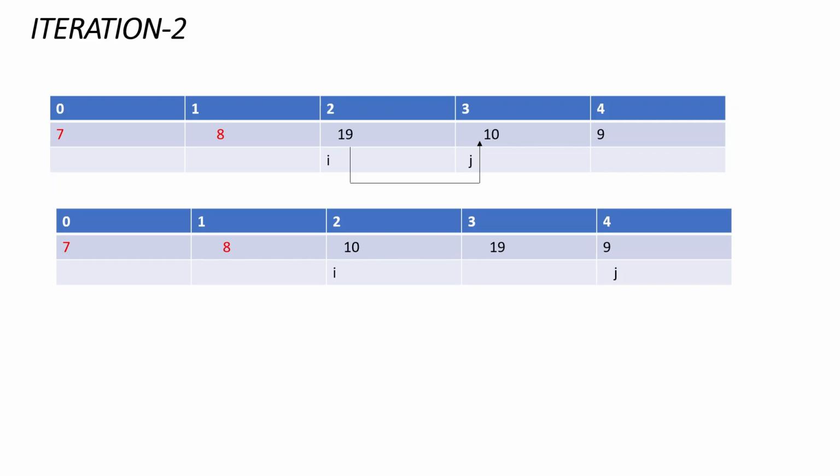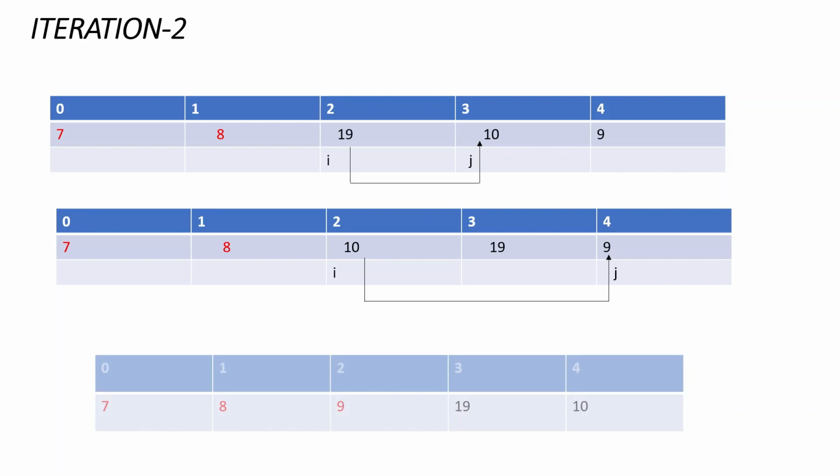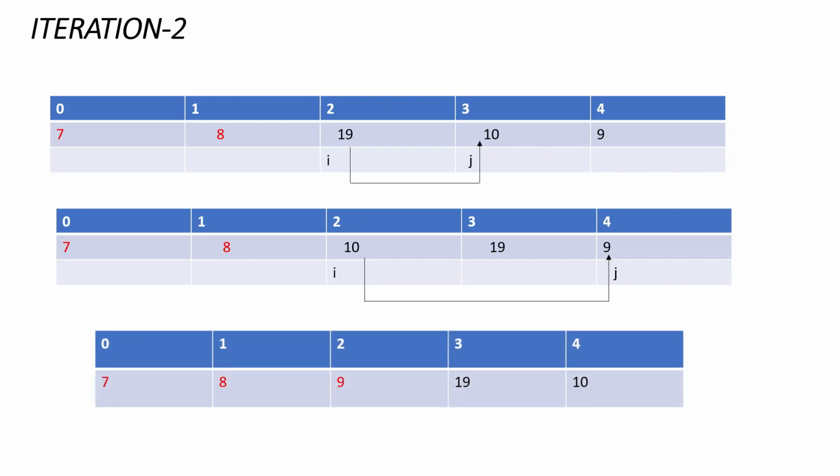Again I have to compare the elements at index 2 and index 4. At index 2 the element is 10 and at index 4 the element is 9. Here 10 is greater than 9, so it satisfies the condition. Whenever the condition is satisfied, I have to swap the elements at those particular indexes, that is, index 2 and index 4. After swapping, at index 2 the element is 9 and at index 4 the element is 10. Here we can notice that j reached the maximum index position, so the iteration completes.